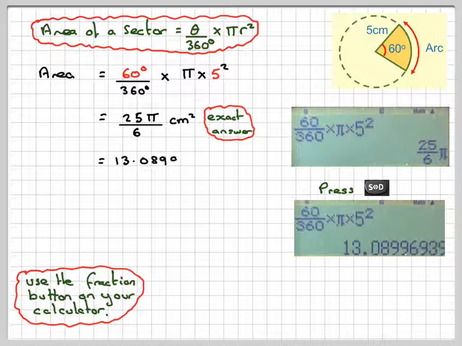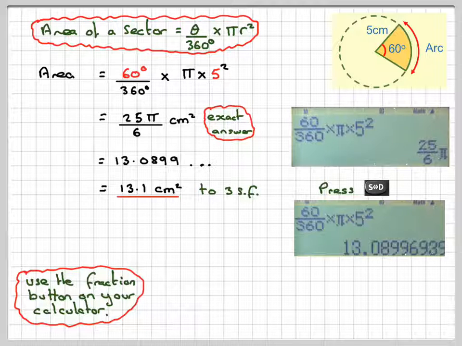13.0899, and round that off to 3 significant figures. That becomes 13.1 centimeters squared to 3 significant figures.